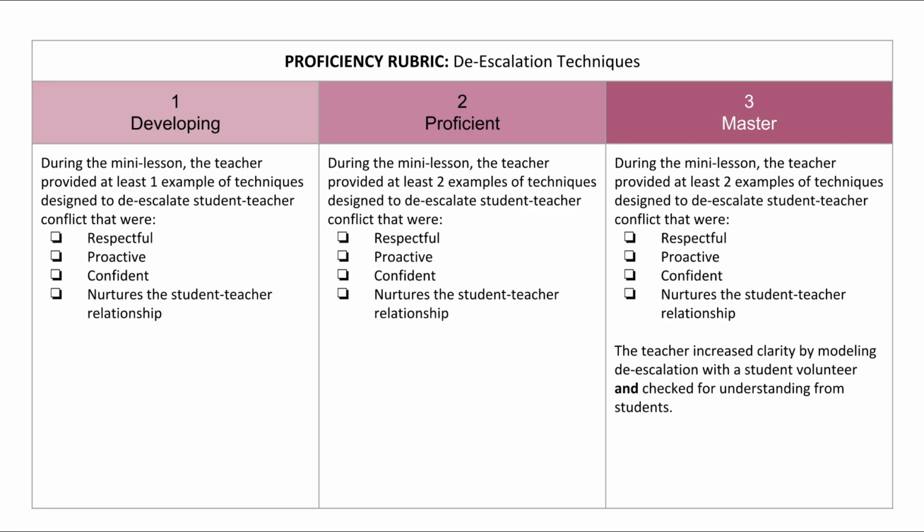At the conclusion of this course, you'll have an opportunity to demonstrate your understanding of the stated learning objective by participating in a demonstration lab, sponsored by Region 11 Certification Team. To receive credit for this course, participants must score Proficient or Masters. This slide details how teachers must provide at least 2 examples of de-escalation techniques in a real-life scenario. To receive Master's level proficiency, the teacher must also model de-escalation with a student volunteer and check for understanding from the students.